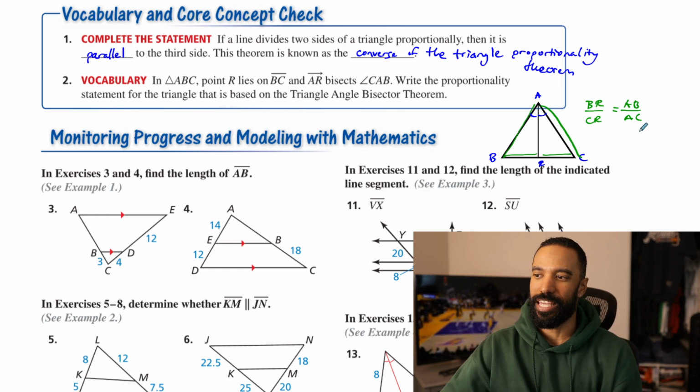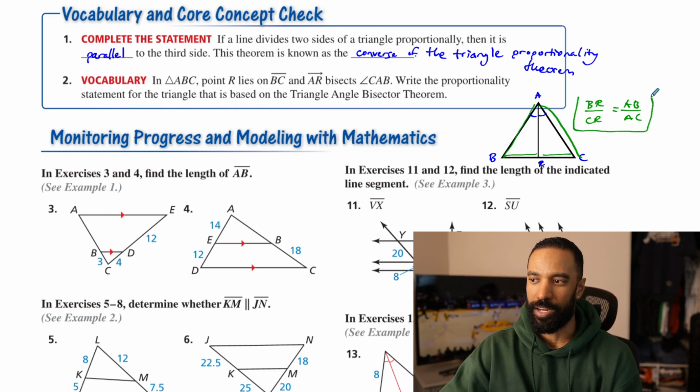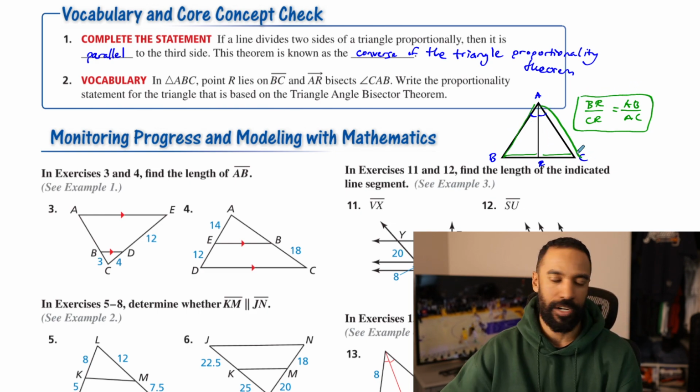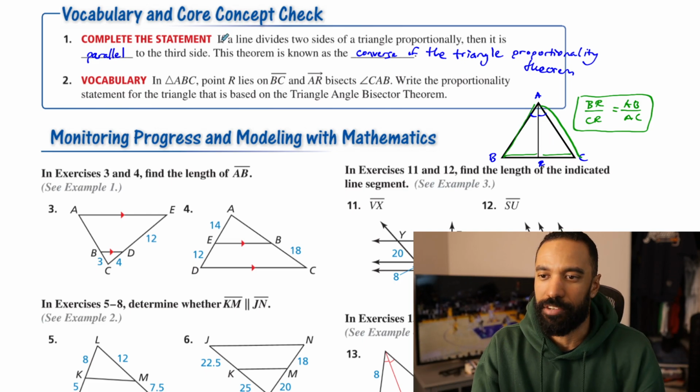All right, so that is the answer I'm writing to this one, and it helps to make the drawing to see it. Again, there's more than one way you can write it. I could do AB over BR equals AC over CR. Totally fine. But those are not different triangles that way.